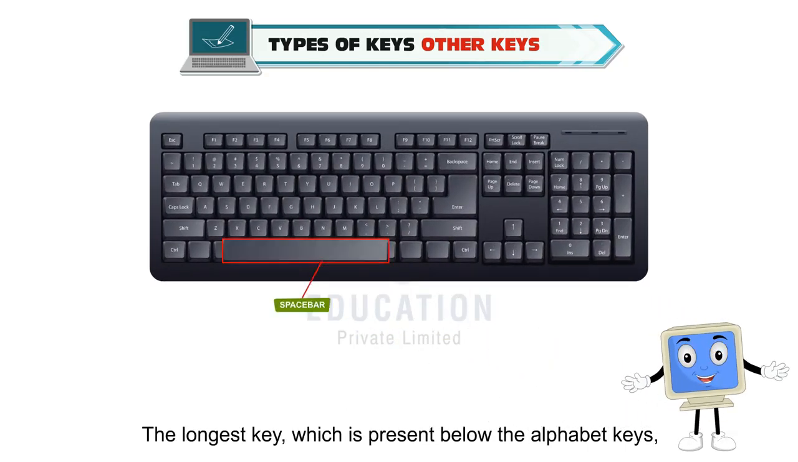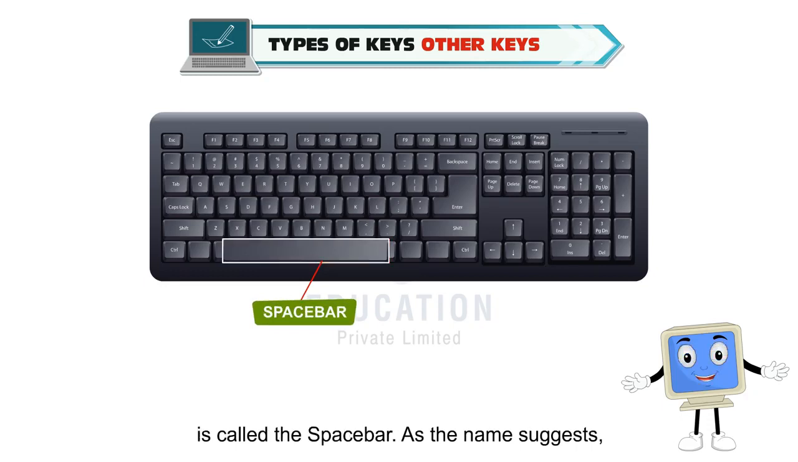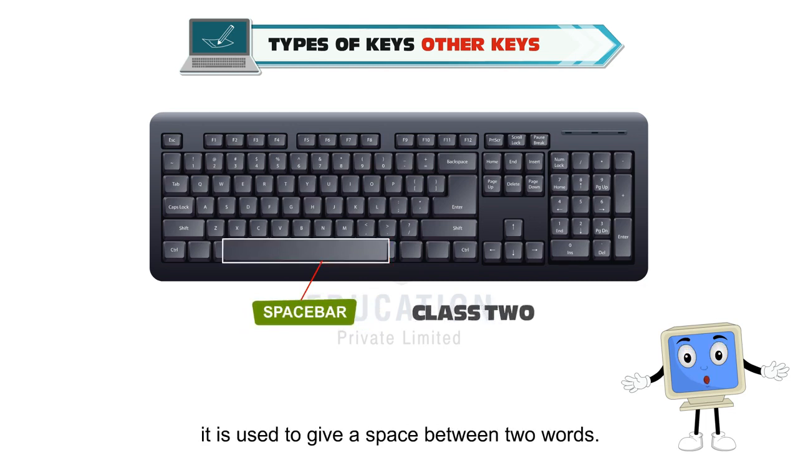The longest key, which is present below the alphabet keys, is called the space bar. As the name suggests, it is used to give a space between two words.